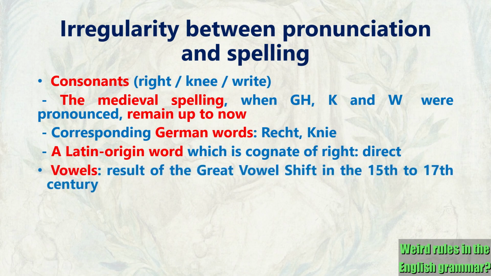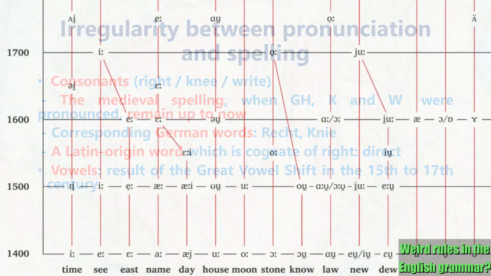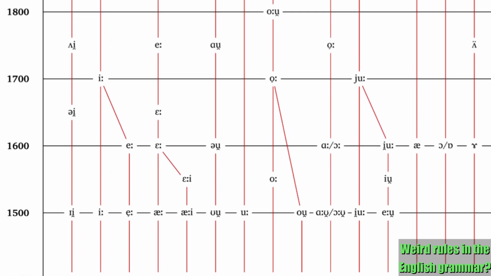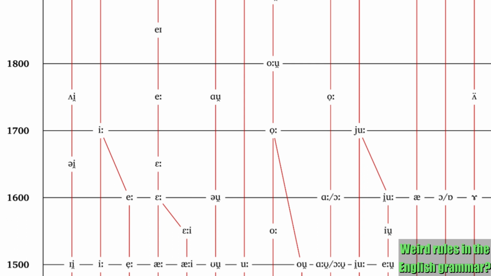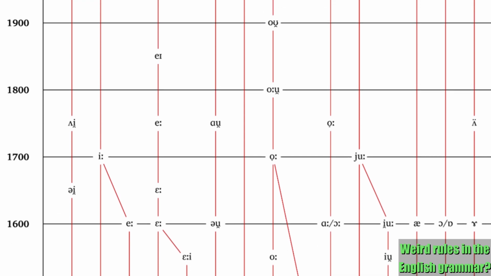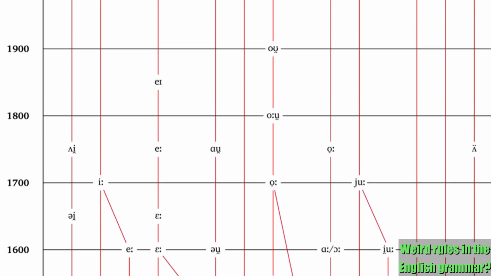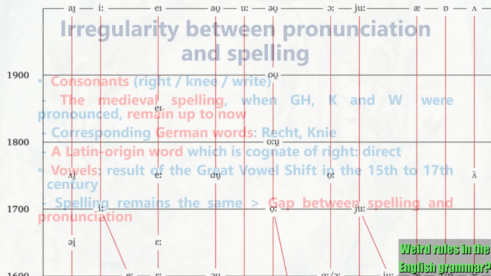The reason why English vowels aren't pronounced as spelled is mainly due to the great vowel shift which took place between the 15th and 17th centuries. Before that, English vowels were pronounced basically as they were spelled, but this triggered changes such as a to ay in make and e to i in time, among others.